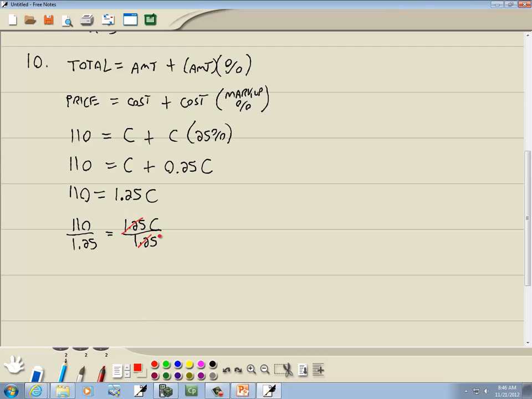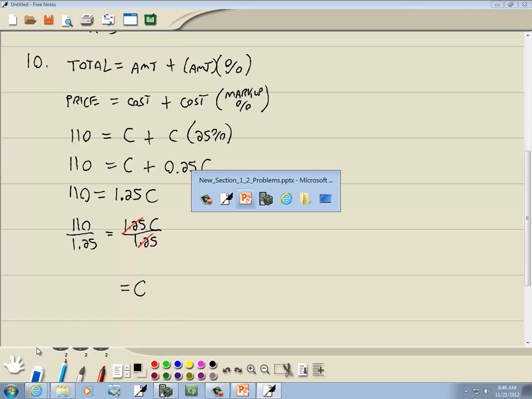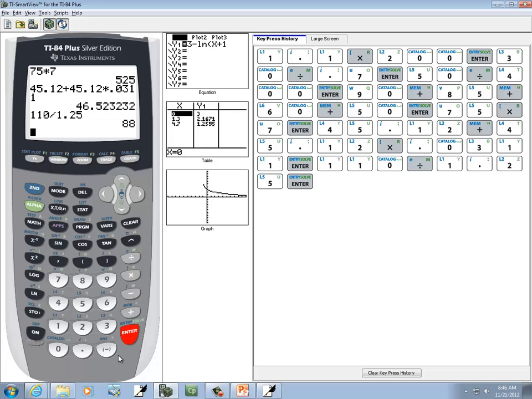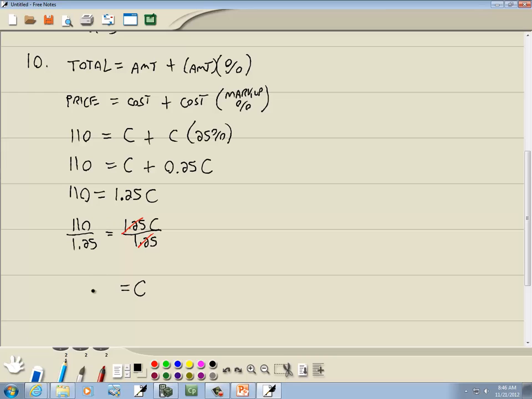Do that, those 1.25s cancel. And we got 110 divided by 1.25. And we get 88. So the cost the bookstore is paying, they're paying $88 for it, marking it up 25%, and that gives the student a $110 bill.